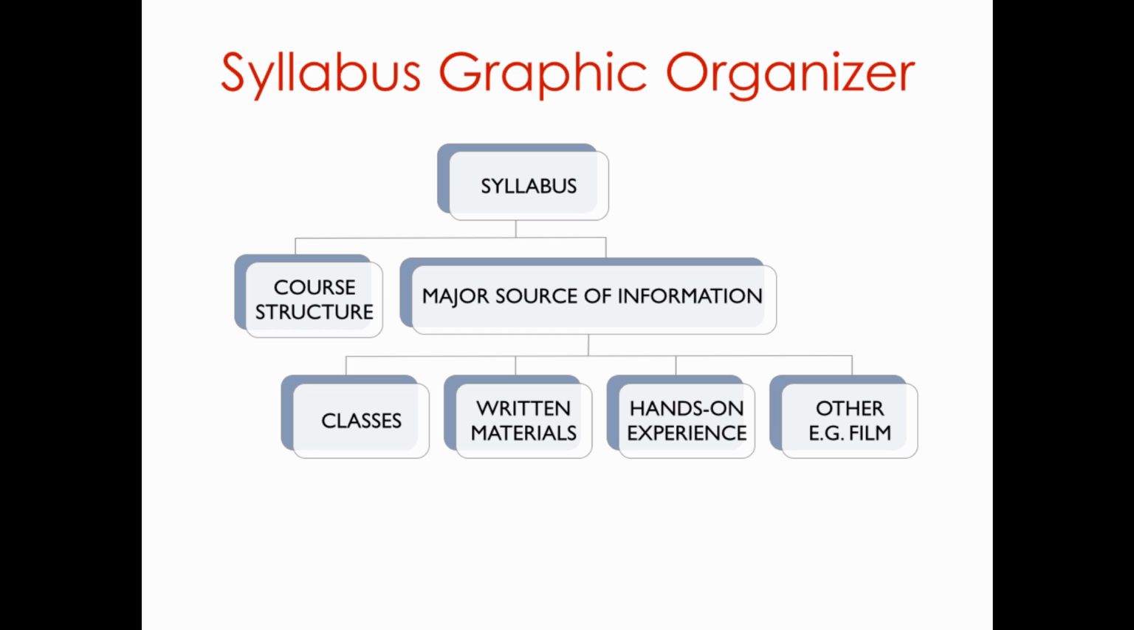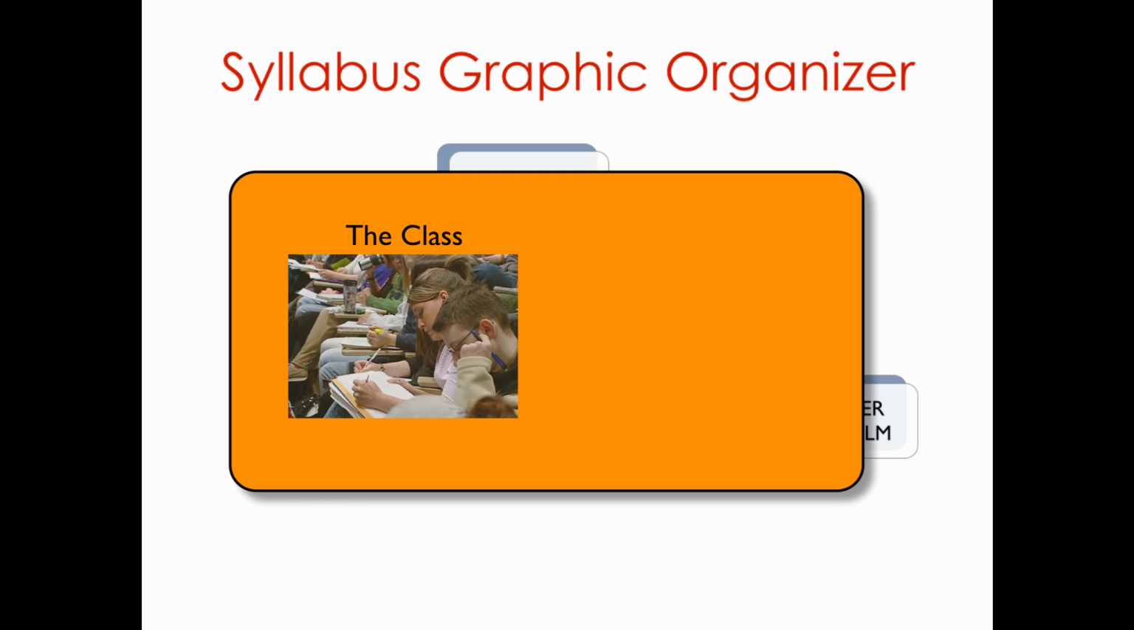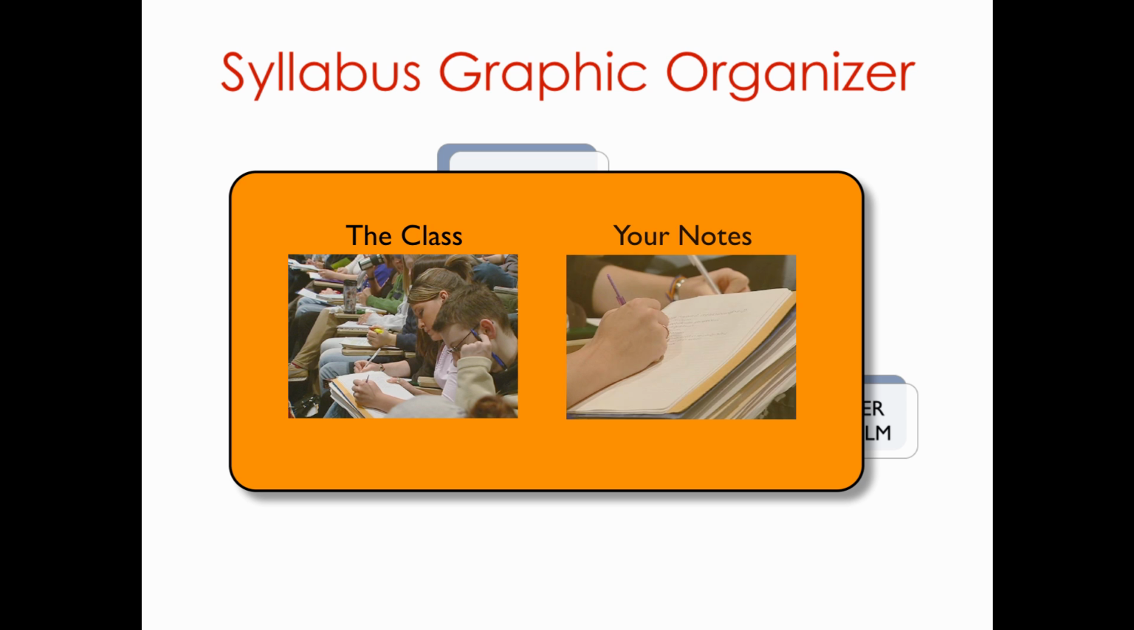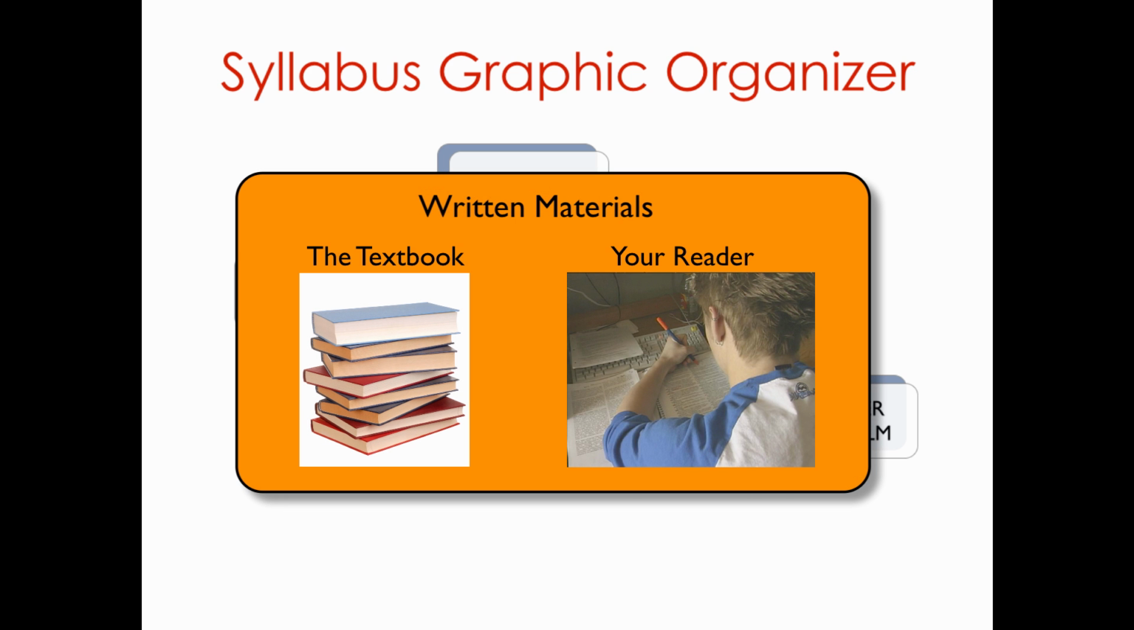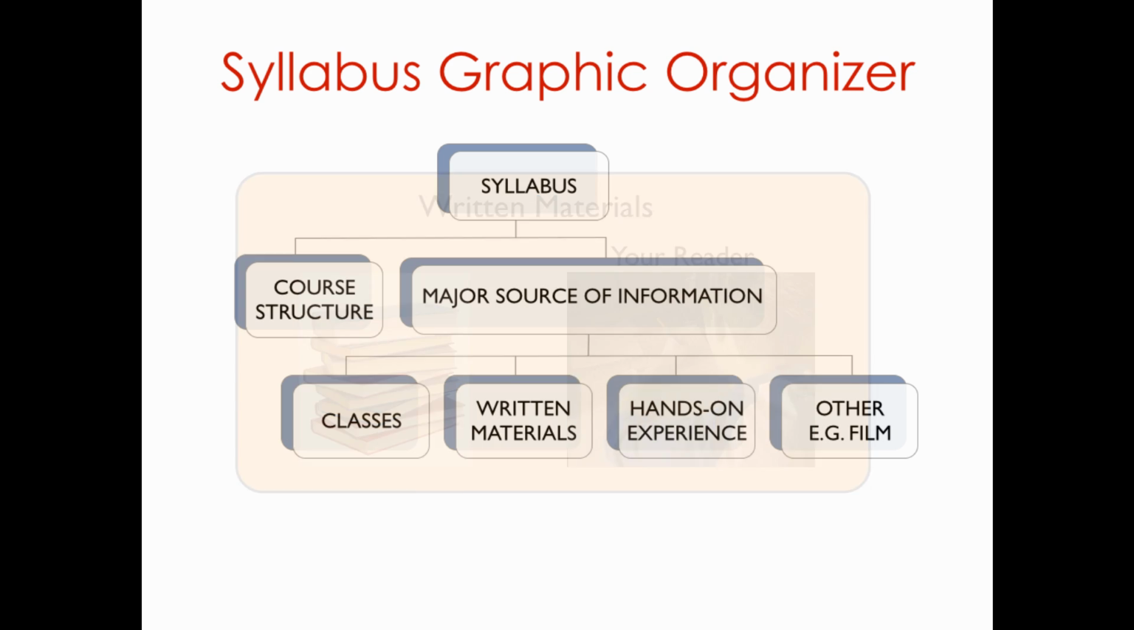The organizer shows the major sources can be in a class, so the class itself. Some professors will give all of the information that will appear on their tests in their class during class time. So your notes become the major source of information. Others will take the majority of their test information from assigned readings or written material. So all the required reading is the major source of information.